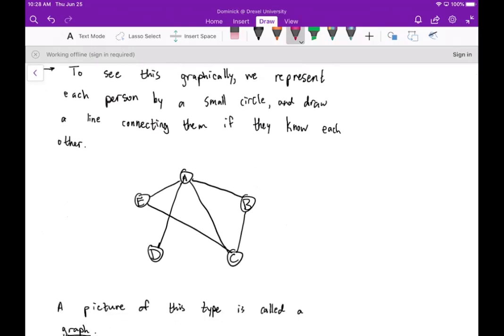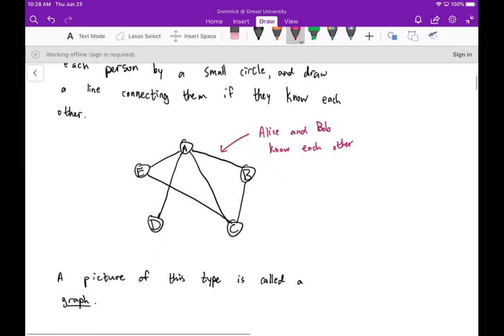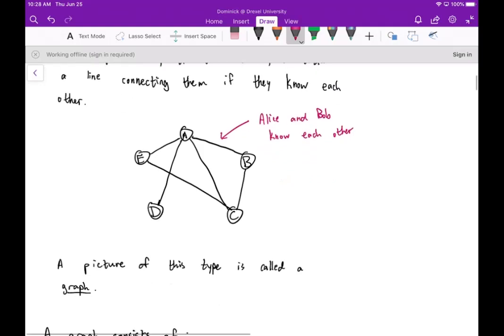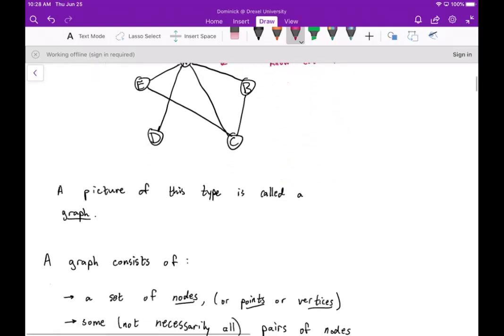So of course, A stands for Alice, B for Bob, C for Carl, D for Diane, and E for Eve, right? So for example, this line that connects A and B symbolizes the fact that Alice and Bob know each other, for example. Now, when we represent a relationship in this way, we call this a graph, right?